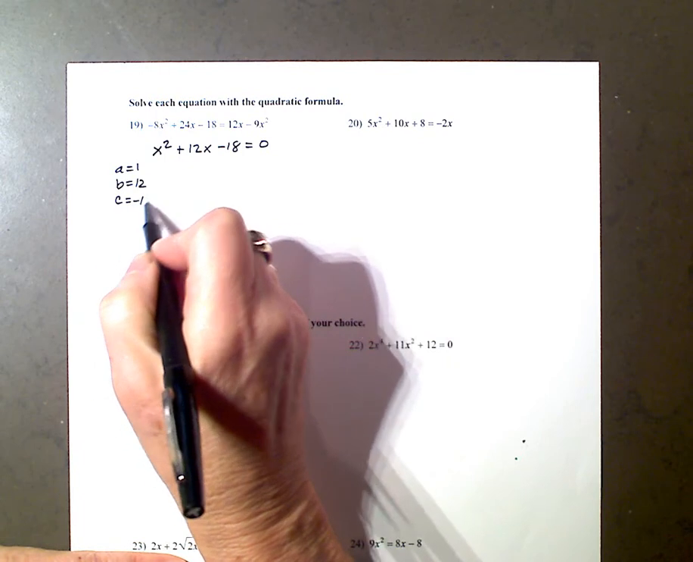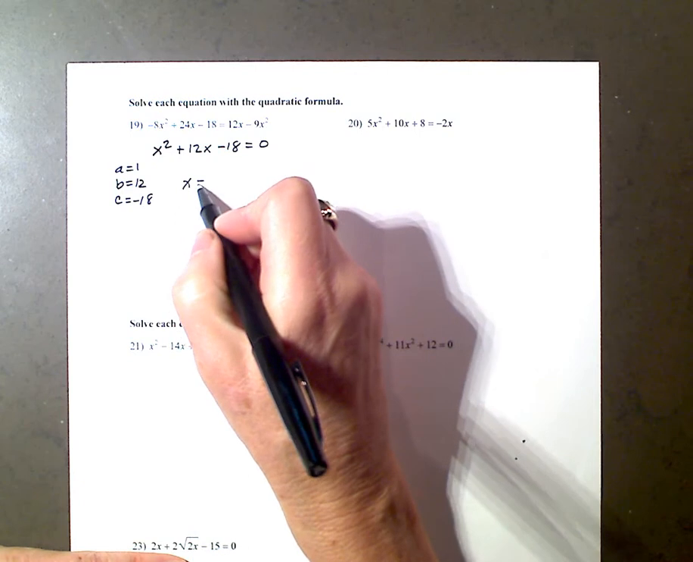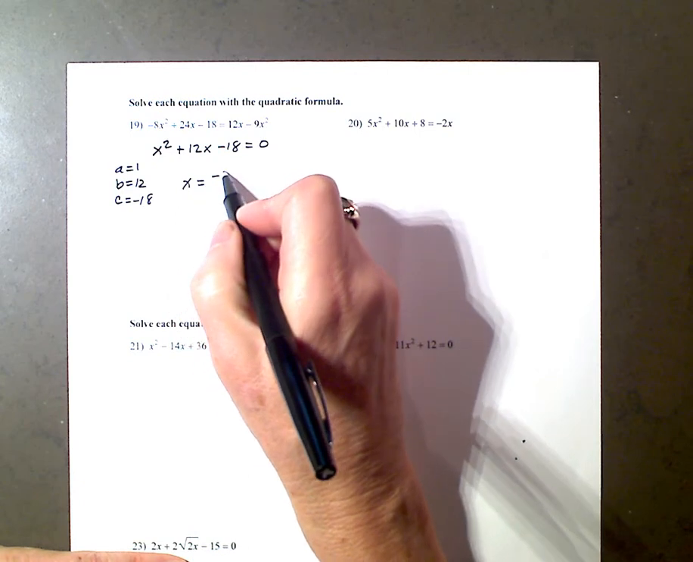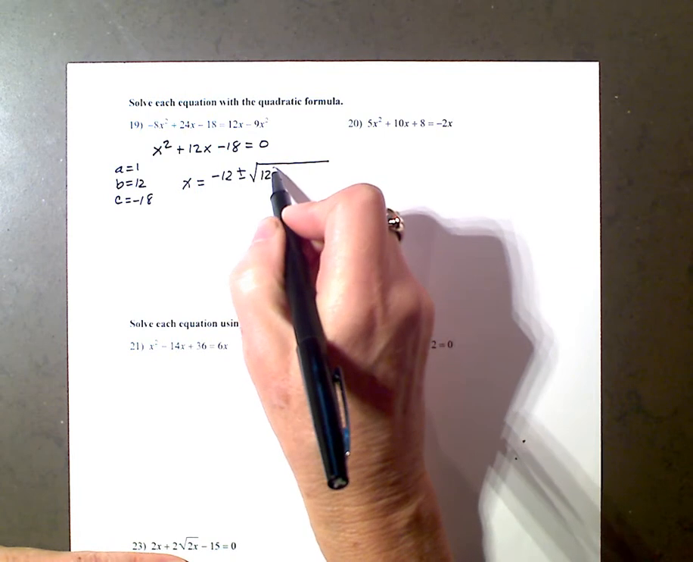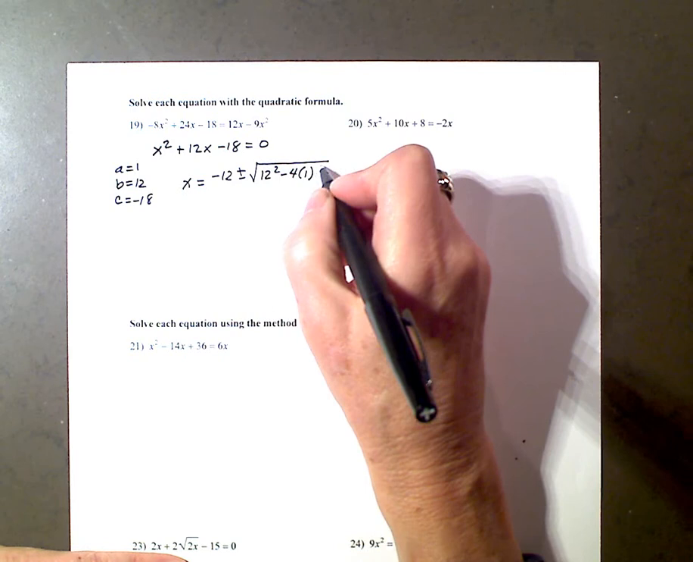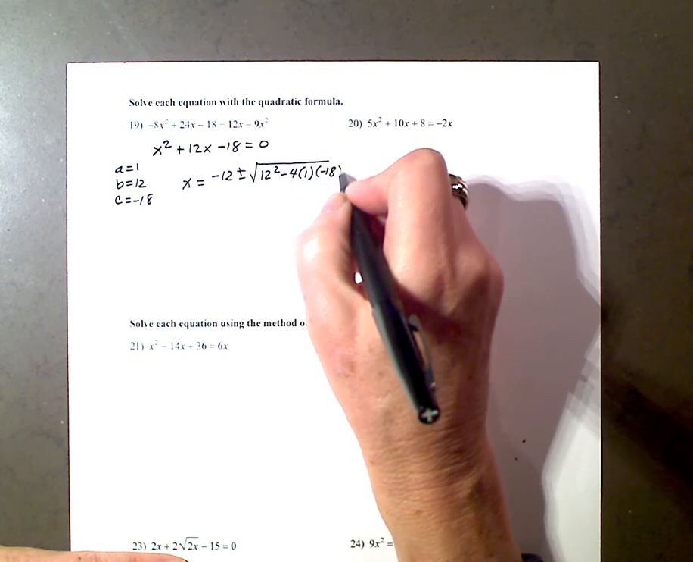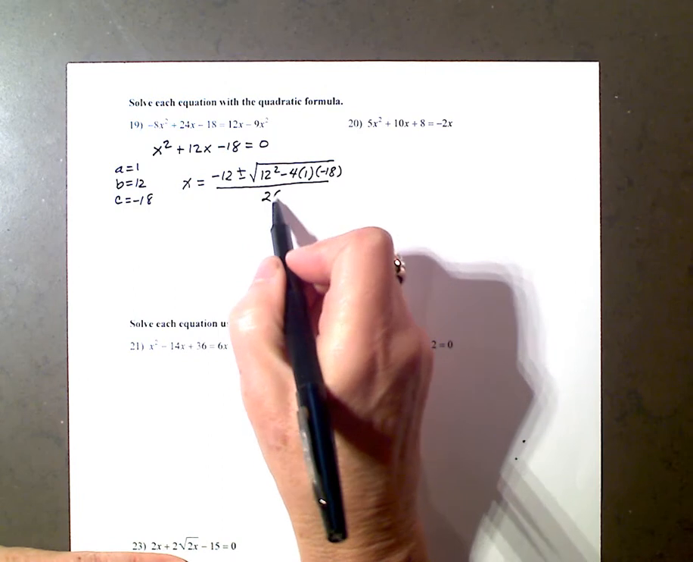So quadratic formula, the x will be equal to the opposite of b plus or minus the square root of b squared minus 4 times a, which is 1, times c, which is negative 18, all over 2a, 2 times 1.